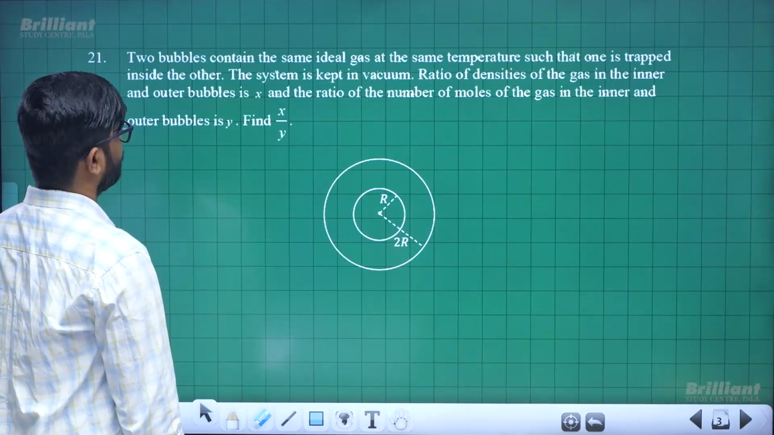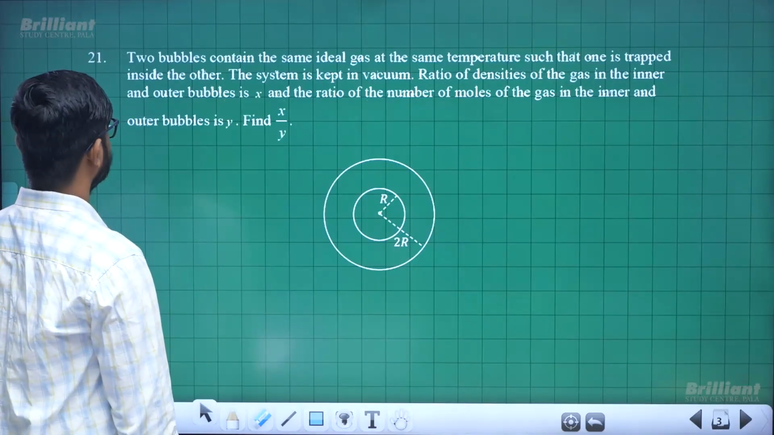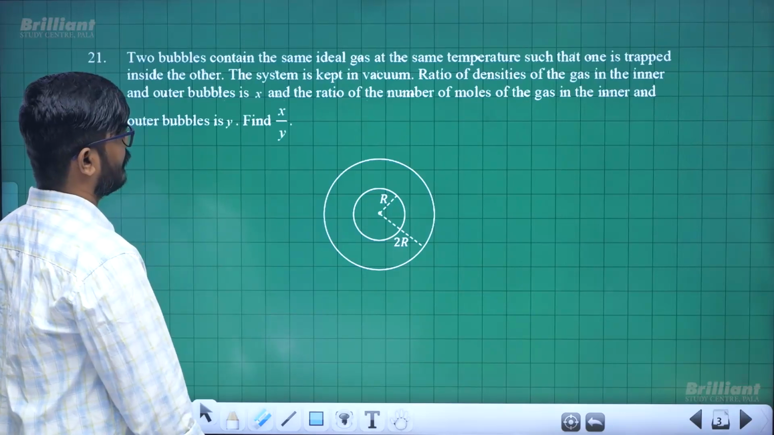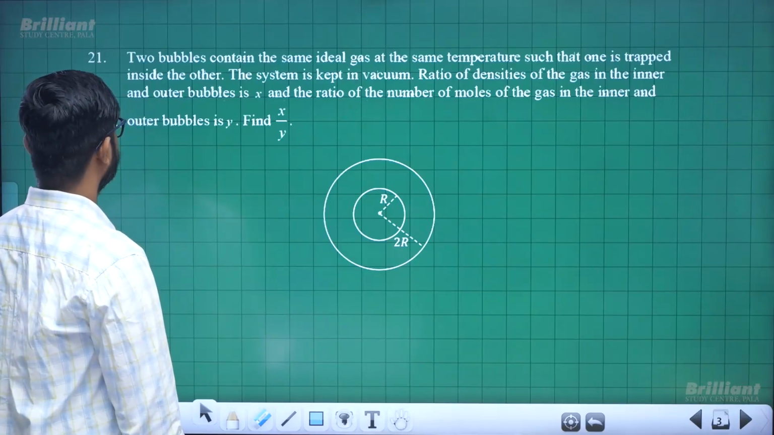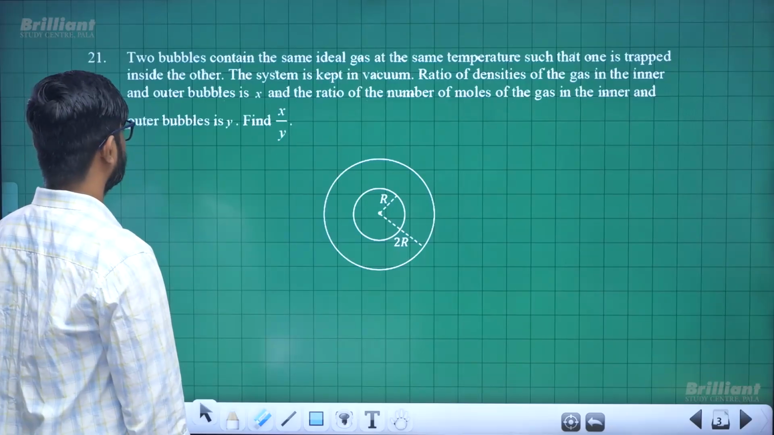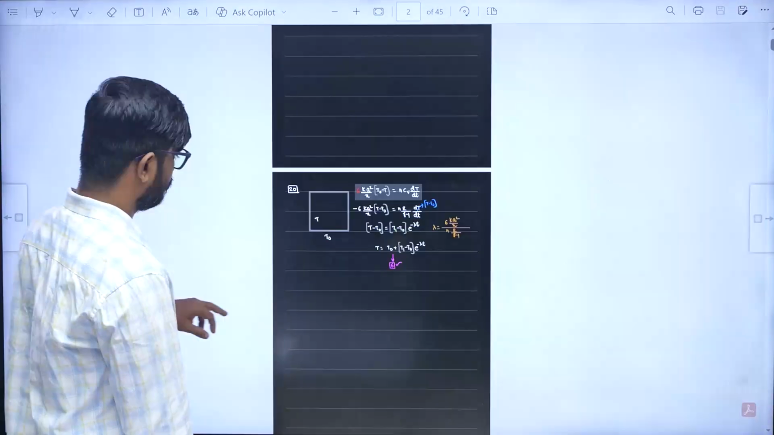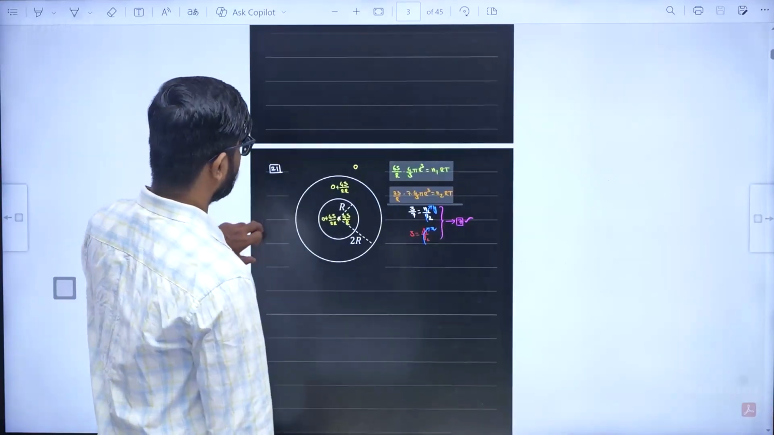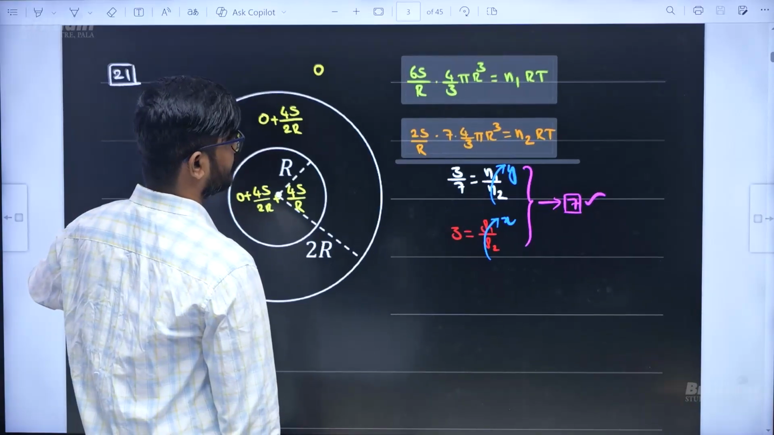Two bubbles contain the same ideal gas at the same temperature such that one is trapped inside the other. The system is kept in vacuum. The ratio of densities of the gas in the inner and outer bubbles is x, and the ratio of the number of moles in the inner and outer bubbles is y. Find x by y. So, pressure difference for a bubble: there are 2 interfaces.